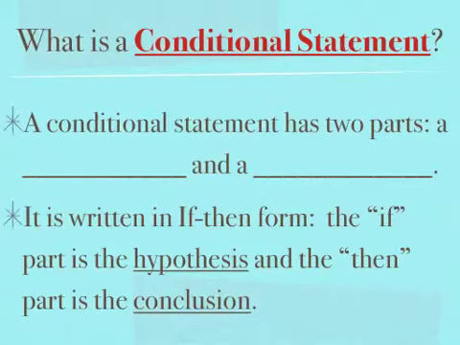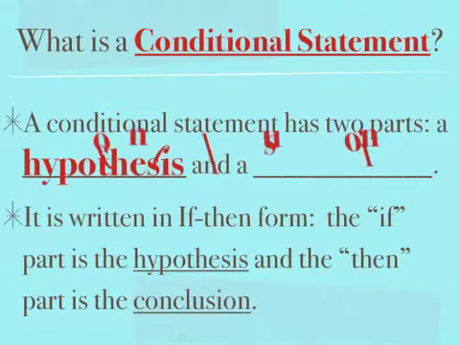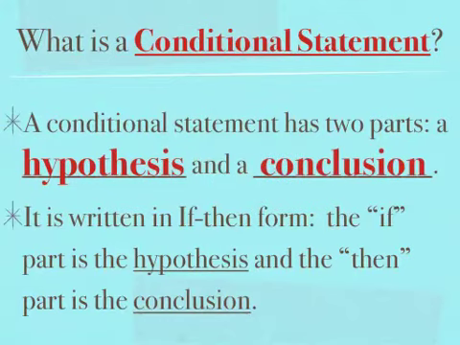A conditional statement has two parts. It has a hypothesis and a conclusion. A conditional statement is written in if-then form. The if part is the hypothesis, and the then is the conclusion.